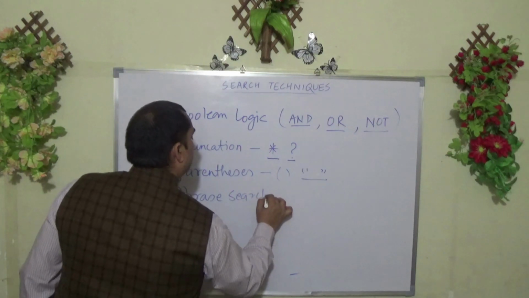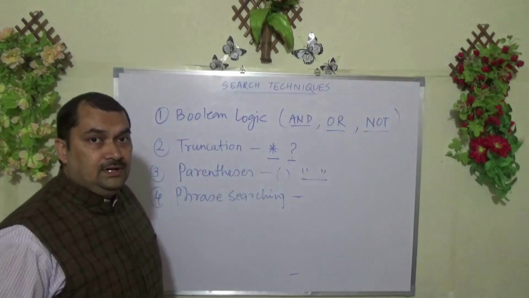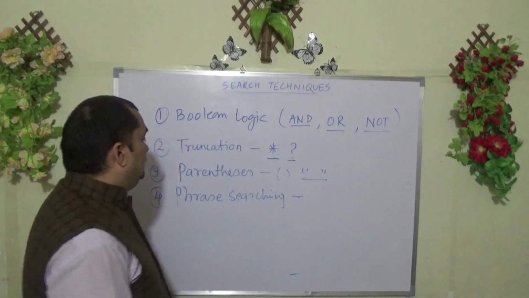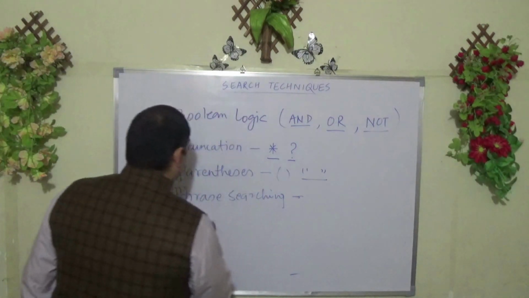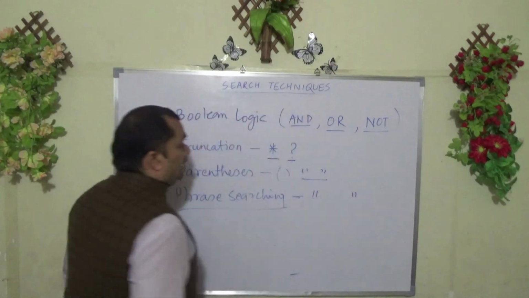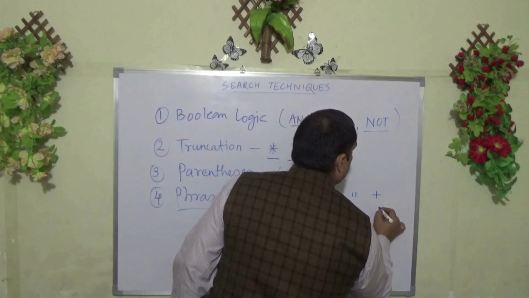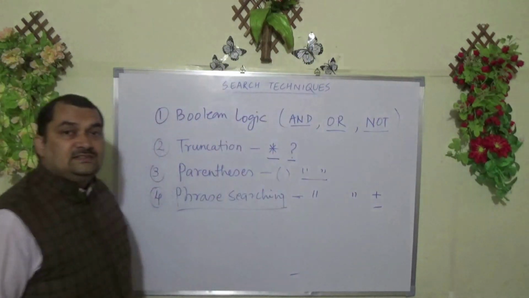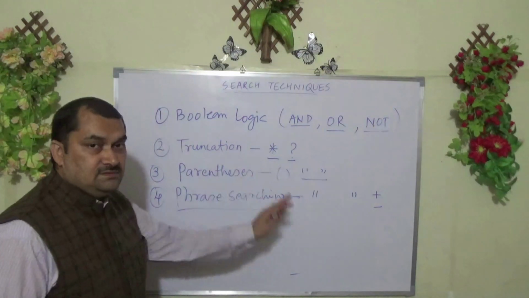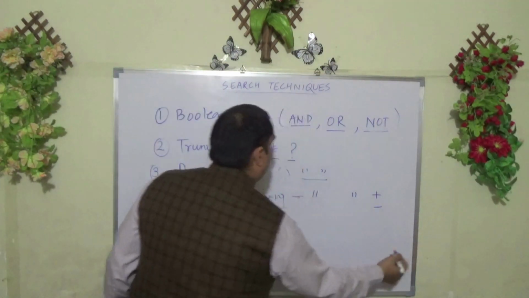Generally this strategy is used while we retrieve documents, and in all databases we give the phrase searching, where we give the phrase in inverted commas, and if you want to add or exclude any word, we give after that particular symbol, plus or minus, and then the word.